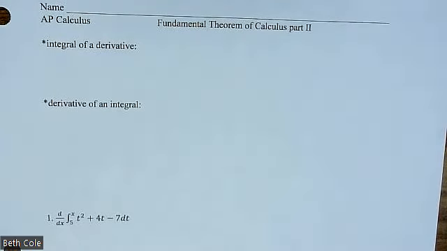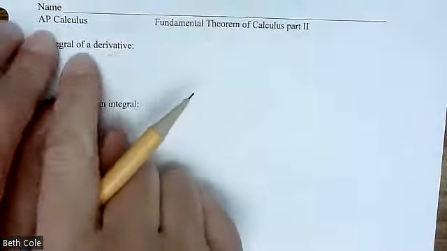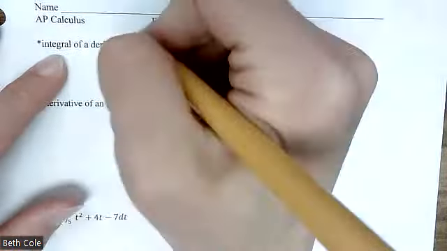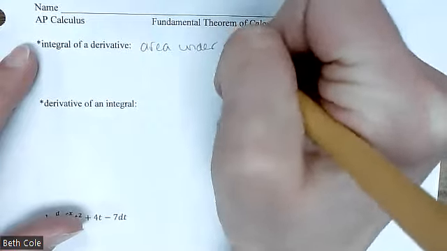Derivative means slope. Very good. Integral means area. Okay, so we're going to review our first part of our fundamental theorem. This is the one we've done before. Integral of a derivative. It is area under a curve.